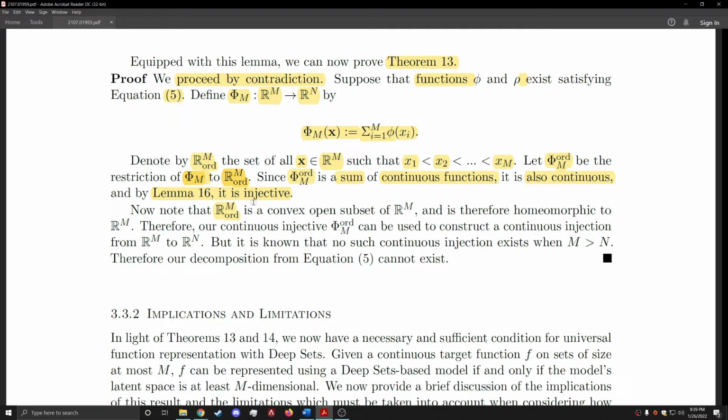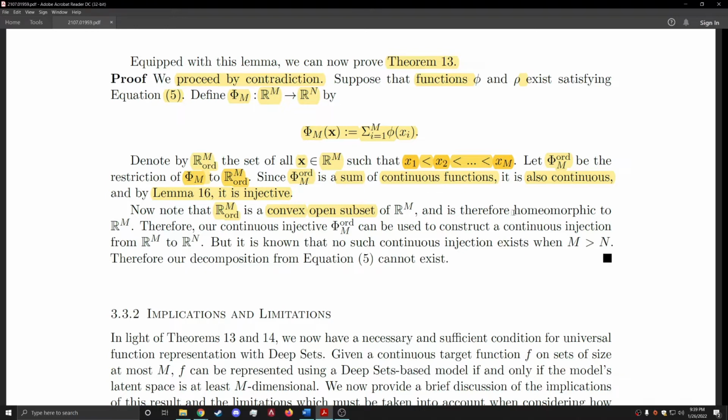We're going to note that this R with dimensionality m, this ordered one, is a convex open subset. It's convex because up here we're ordered and we're always increasing. That fits the definition of convex. It's an open subset because we have some x1 and some xm. This is a finite set, and we're in a Euclidean space. So we're just going to imagine some number which is beneath x1 and some number which is above xm. If these are vectors, then we're just going to imagine some vector that's above or beneath them.